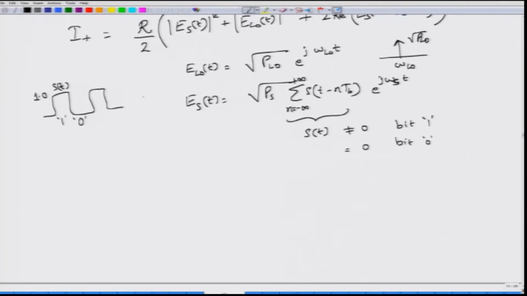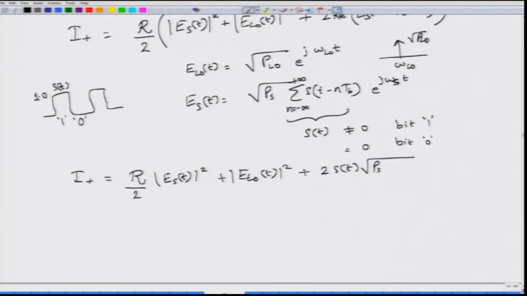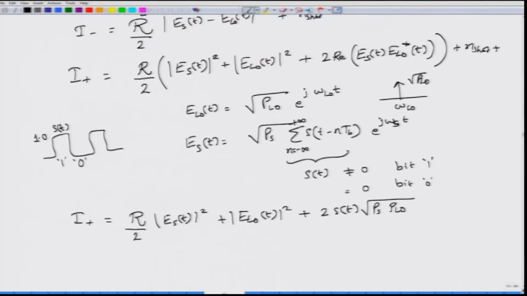So, going back to what is happening to I plus, you can write I plus as R by 2 times the magnitude square of Es of t, plus the magnitude square of ELO of t, plus 2 S of t square root of Ps PLO. I am assuming that these amplitudes are going to be constants, therefore the signal power is Ps and the local oscillator power is PLO, so that essentially enters into the equation.